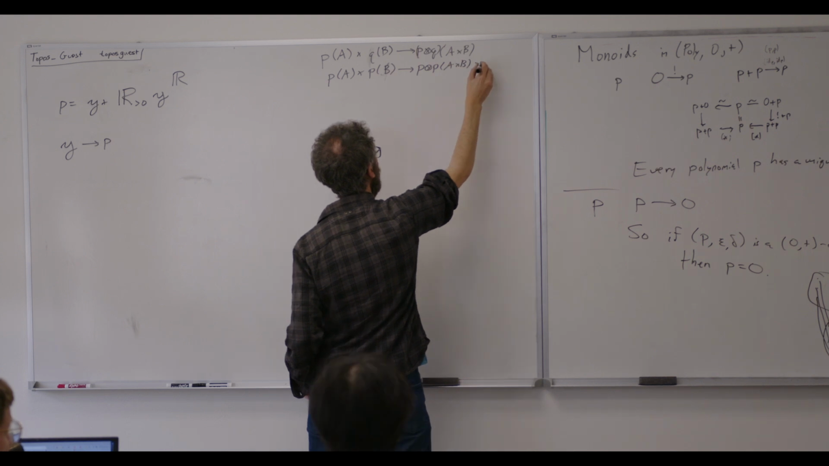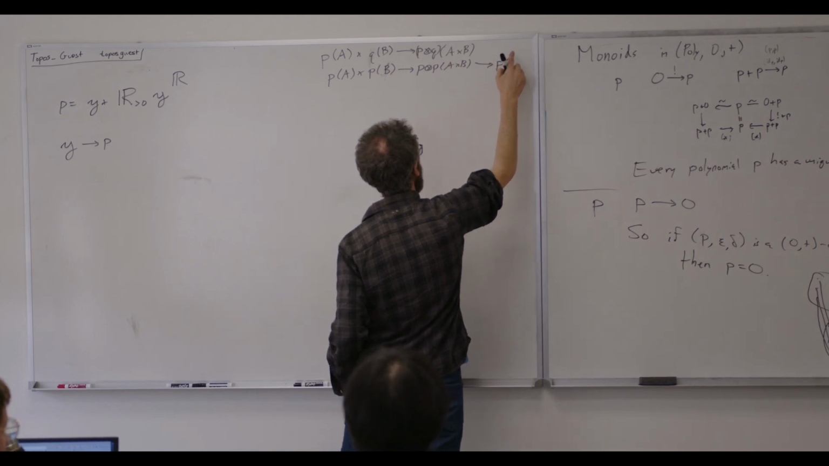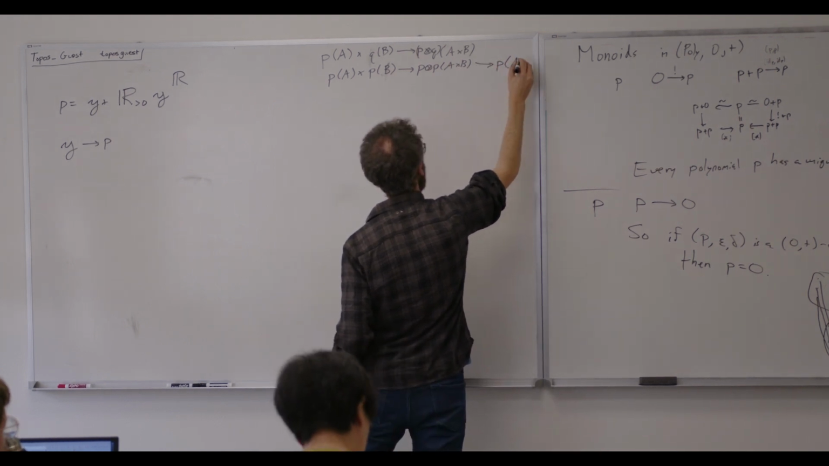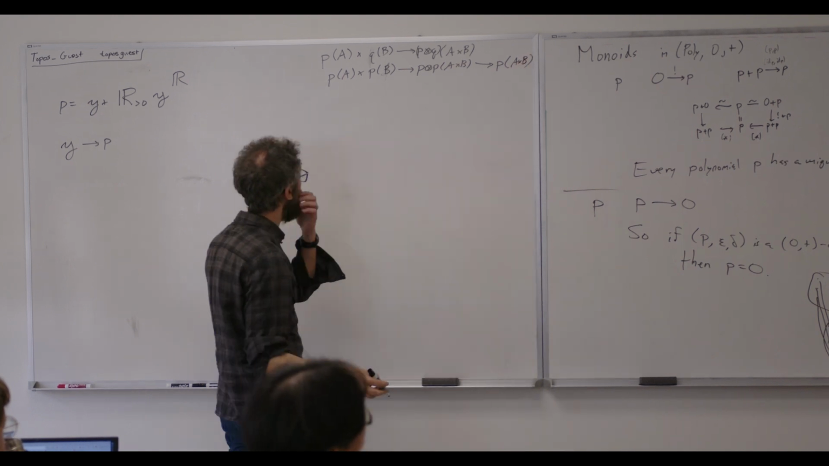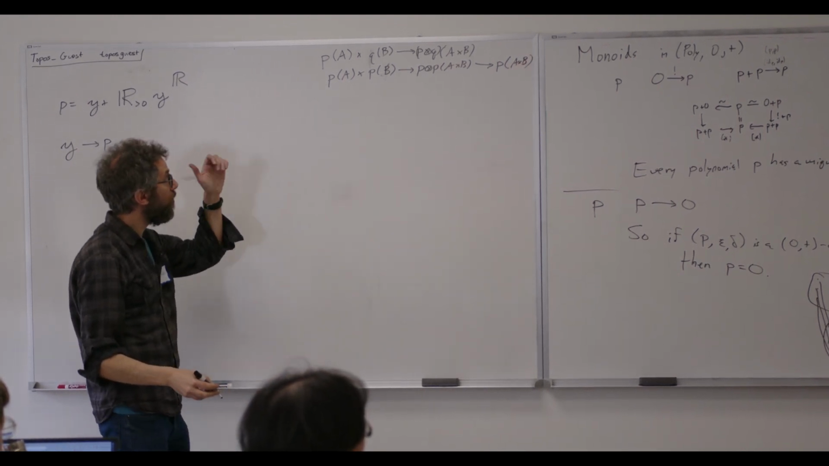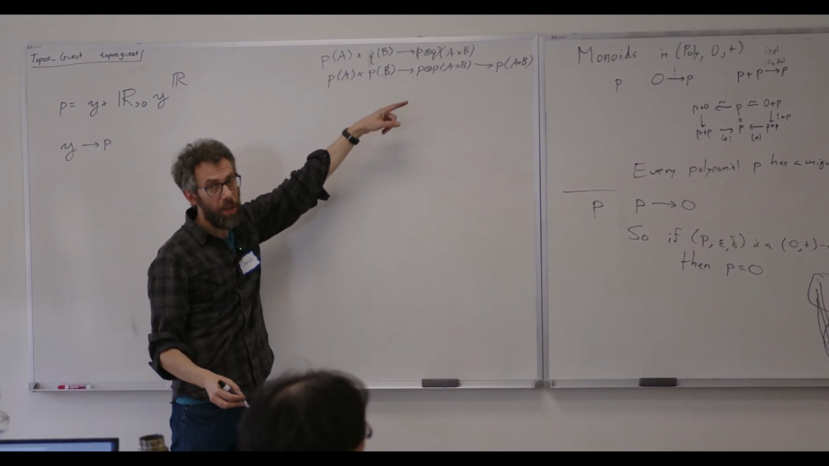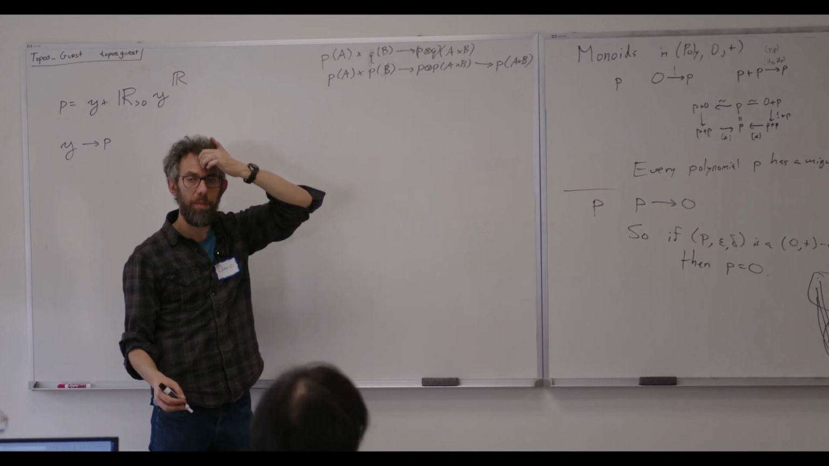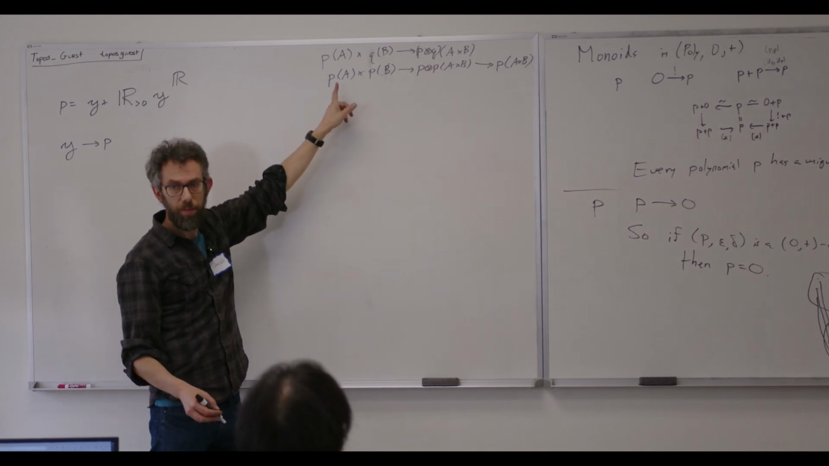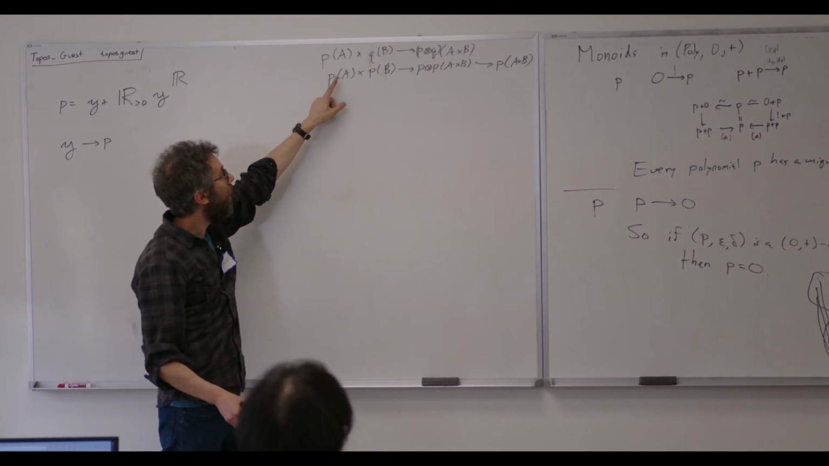Sorry, are those set maps or are those polymaps? P of A times... I don't know. Maybe I shouldn't be saying. What I'm saying is that if P is an applicative, these are all set maps or polymaps. Every set map is a polymap. But yeah, these are set maps. Right.